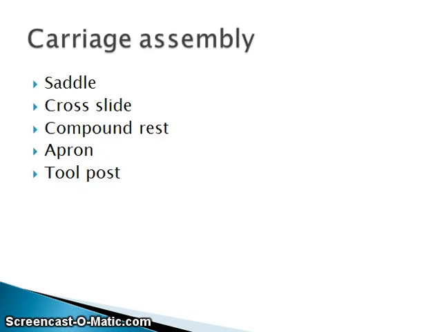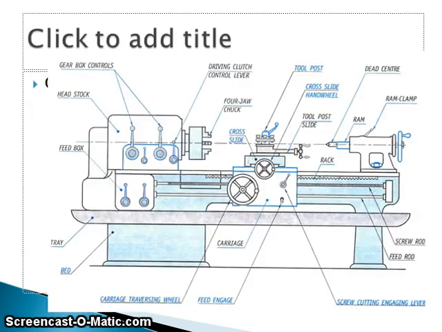Then we have to discuss the carriage assembly. The carriage of a lathe has several parts that support, move, and control the cutting tool.